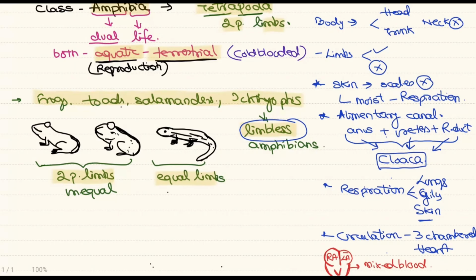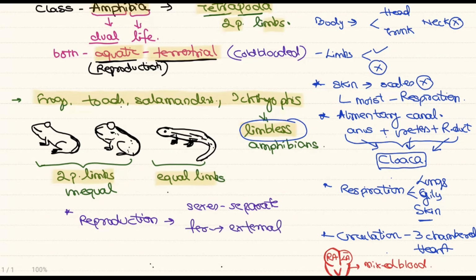Coming to reproduction, as usual, the sexes are separate, that is, they are unisexual, but the fertilization is external in the water. So for reproduction, they have to go back to the water. These animals have a larva in the life history, so the development is indirect development. So these are the basic characteristics of Amphibia.